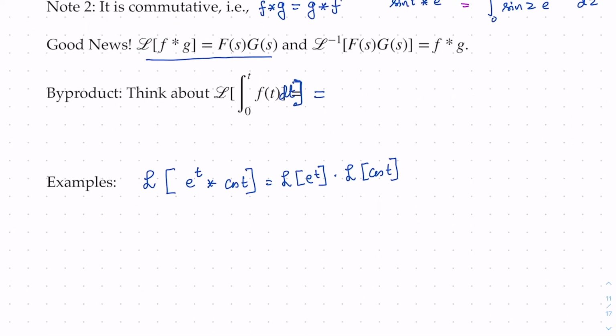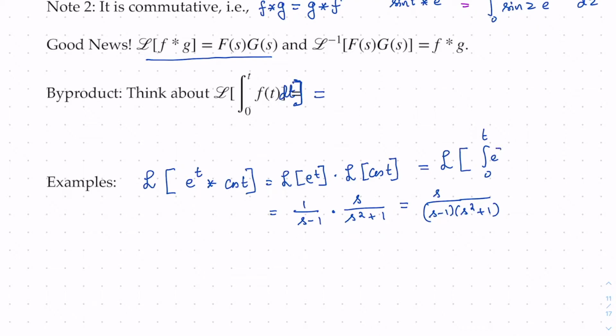If I apply those standard formulas, you would agree with me, this is 1 over s minus 1, and for cosine it's going to be s on the top divided by s squared plus 1. So the Laplace transform of this would be s over (s minus 1) times (s squared plus 1). And that would be the Laplace transform of, if you really write it, the integral from 0 to t of e to the z cosine (t minus z) dz.